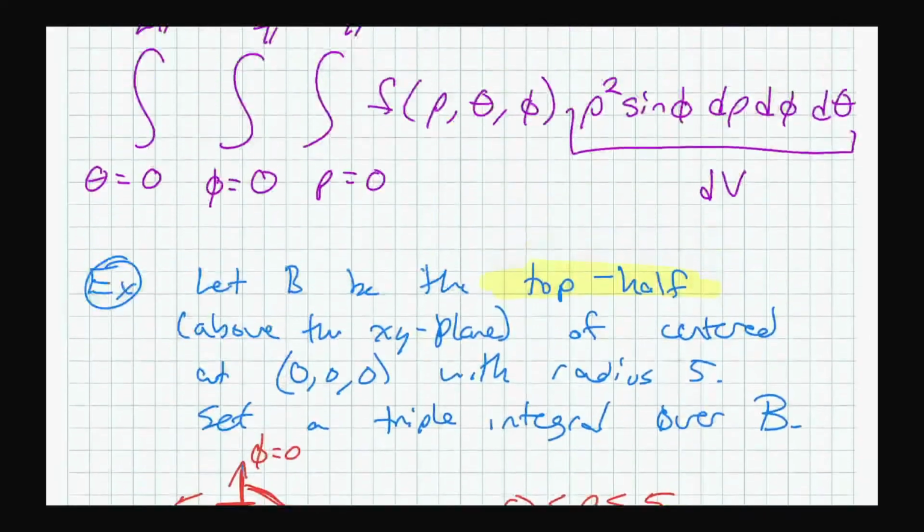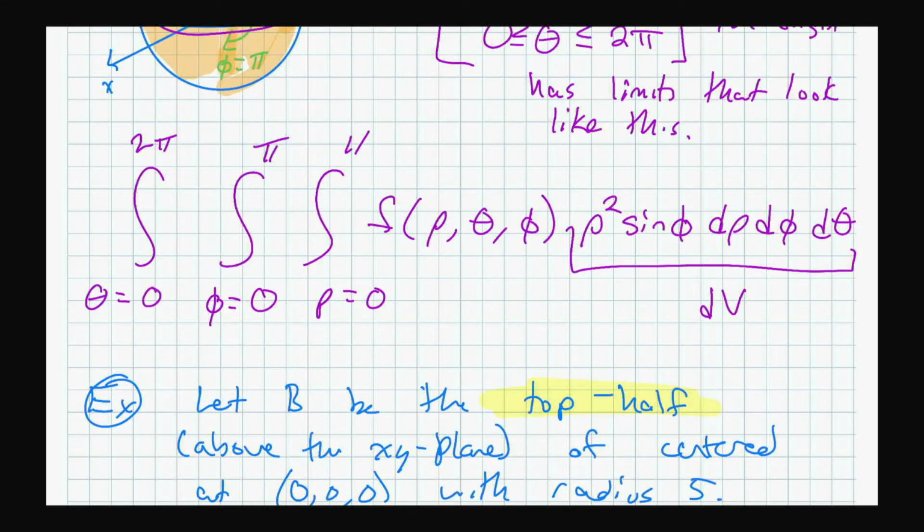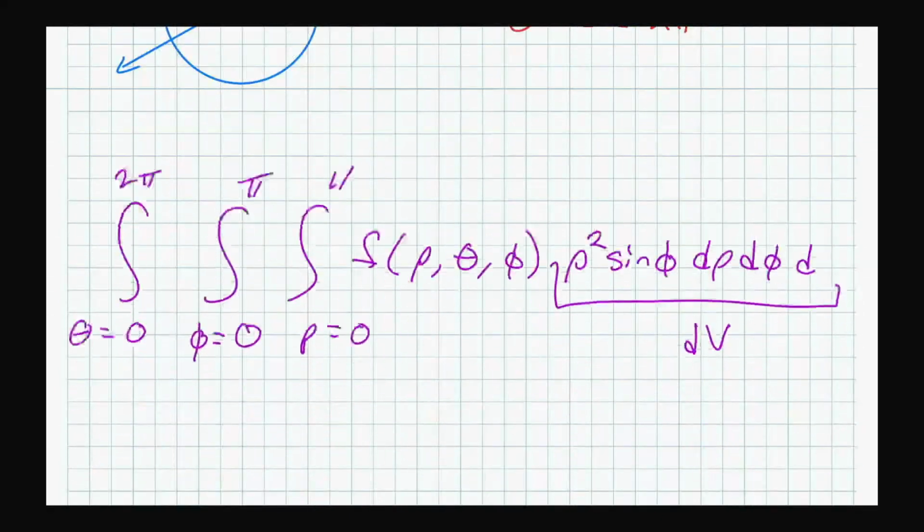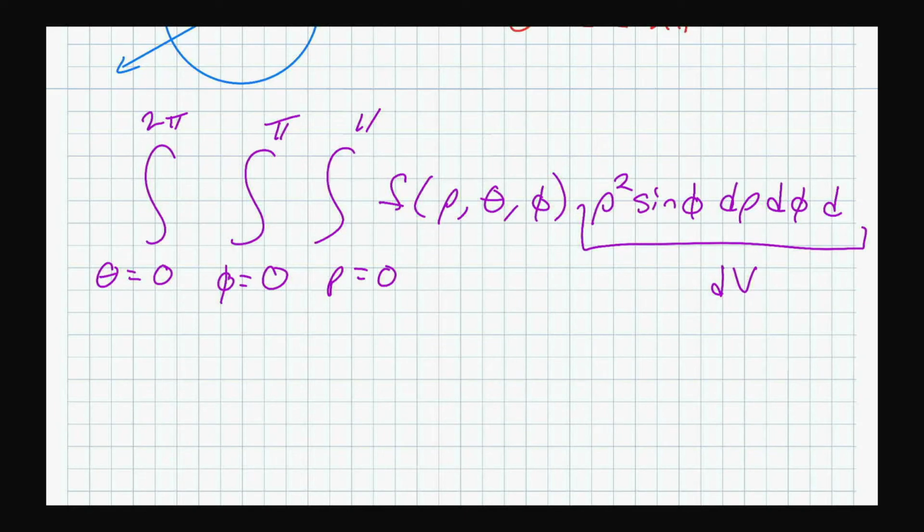If we're going to set up that integral, then the integral would be exactly the same as the integral that we did in the previous problem. All you have to do is change the radius, and also phi goes to pi over 2 now. So a different sphere radius and only the top half. Again, the reason we're using spherical coordinates is because spherical coordinates are easy for spheres.